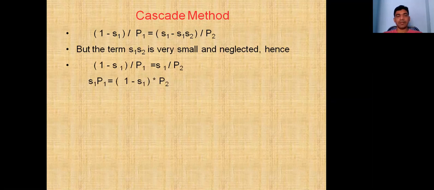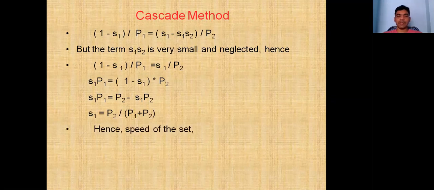S1 P1 is equal to (1 minus S1) into P2. S1 P1 is equal to P2 minus S1 P2. S1 is equal to P2 by (P1 plus P2). Hence, speed of the set N is equal to 120 F by P1 into (1 minus S1).